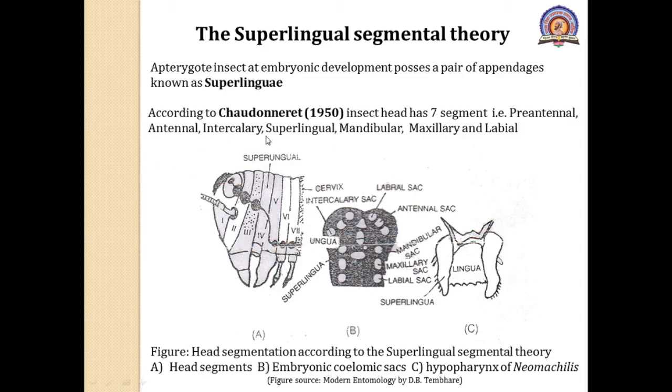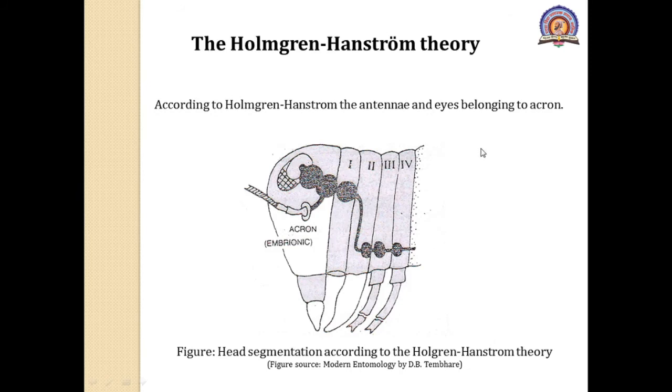pre-antennal, antennal, intercalary and superlingual, while the gnathocephalon consists of again 3 segments: mandibular, maxillary and the labial segment. So this is about the superlingual theory. The next one is the Holmgren-Hamstron theory.